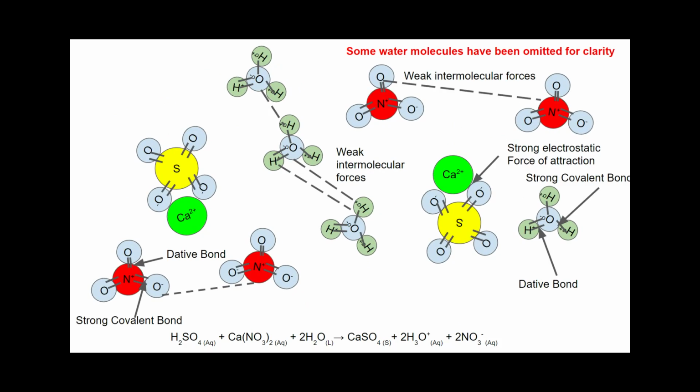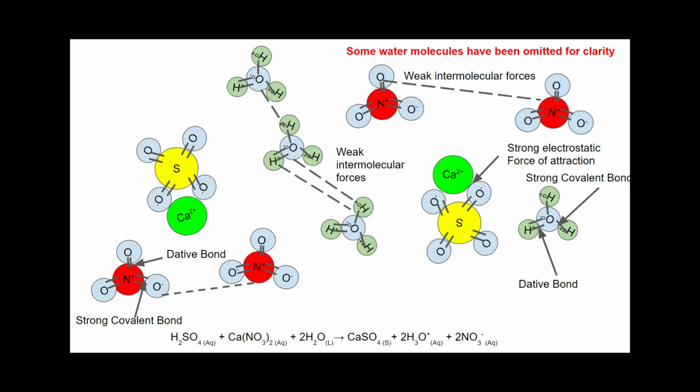The calcium cations will be attracted by strong forces of electrostatic attraction with the sulfate anions due to large differences in electronegativity, coming closer and closer and forming an ionic bond. As you can see at the bottom of the screen, when aqueous sulfuric acid reacts with aqueous calcium nitrate, it produces solid calcium sulfate, aqueous hydronium, and nitrate ions.